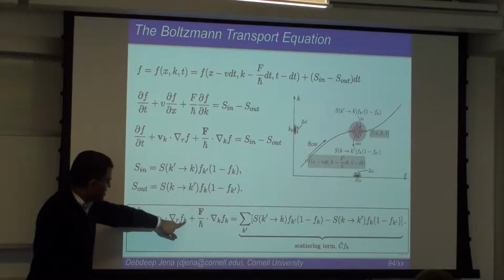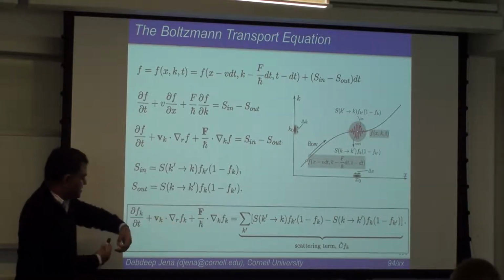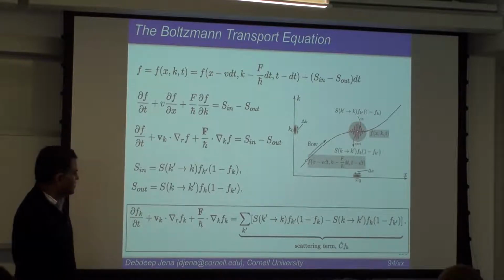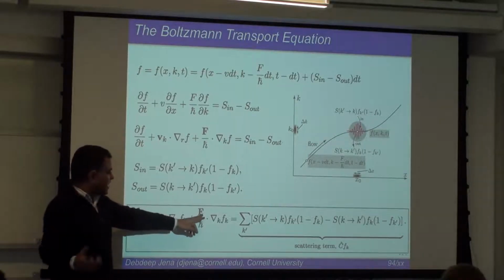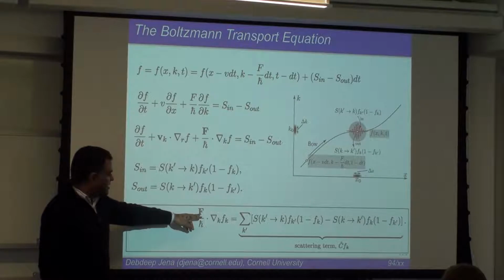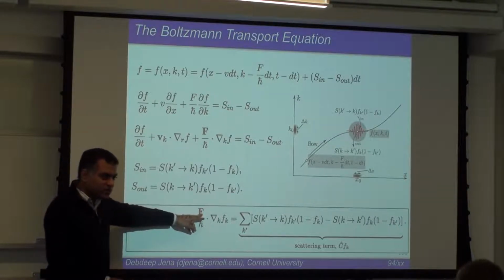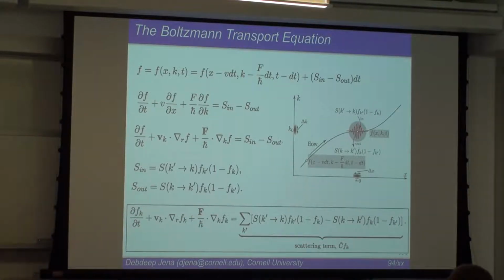Now this depends on the gradient, so this is something to be solved for. Force is something you're applying externally. This force does not include the force that the electron experiences because of the crystal potential. Does that make sense? This does not include it because that's already taken care of. This is any external force.